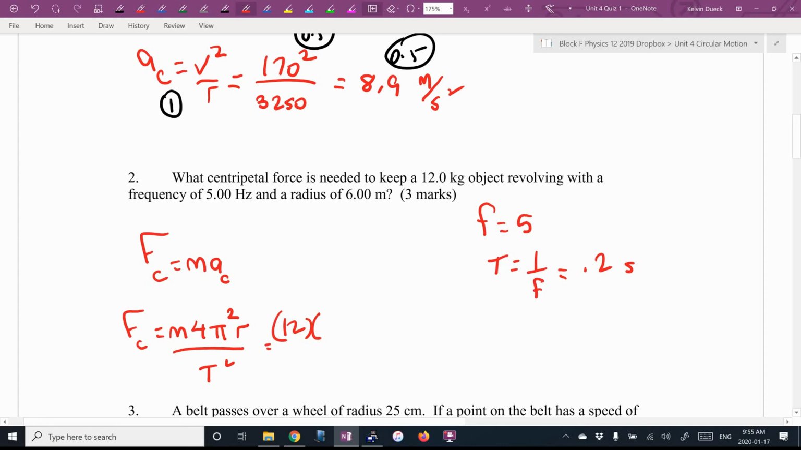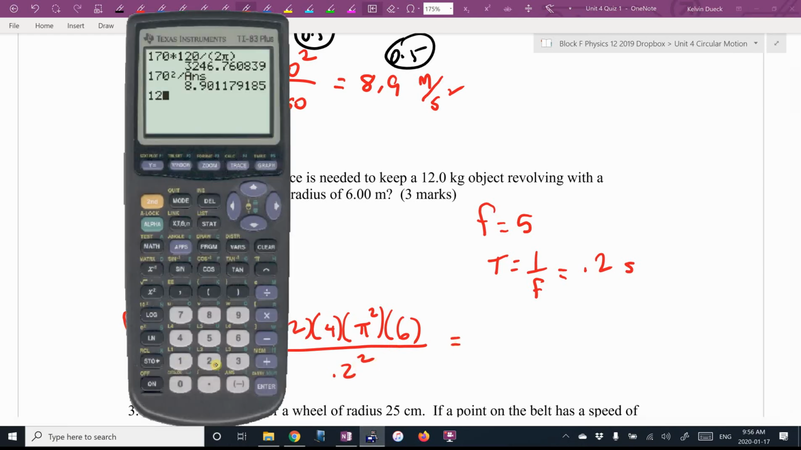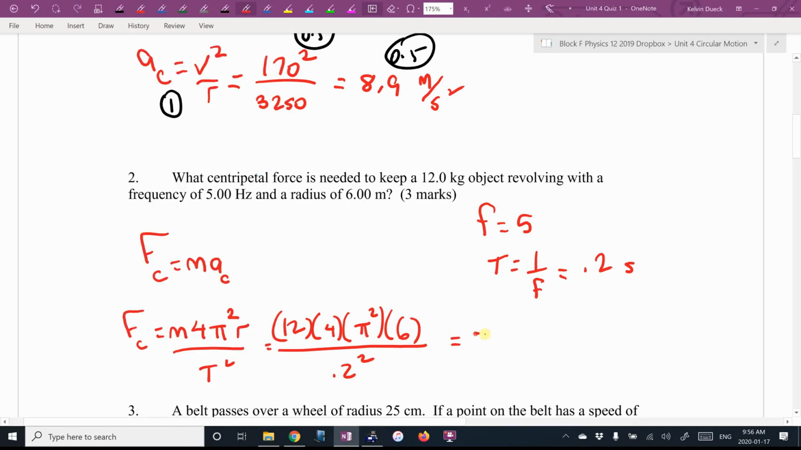12, 4 pi squared, 6, all over 0.2 squared. And this question made me nervous at first. I got a huge answer. You get 71,100 if I go to 3 sig figs, 71,060. And I went, holy smoke, 71,100 newtons. That's massive. But then I went, wait a minute.